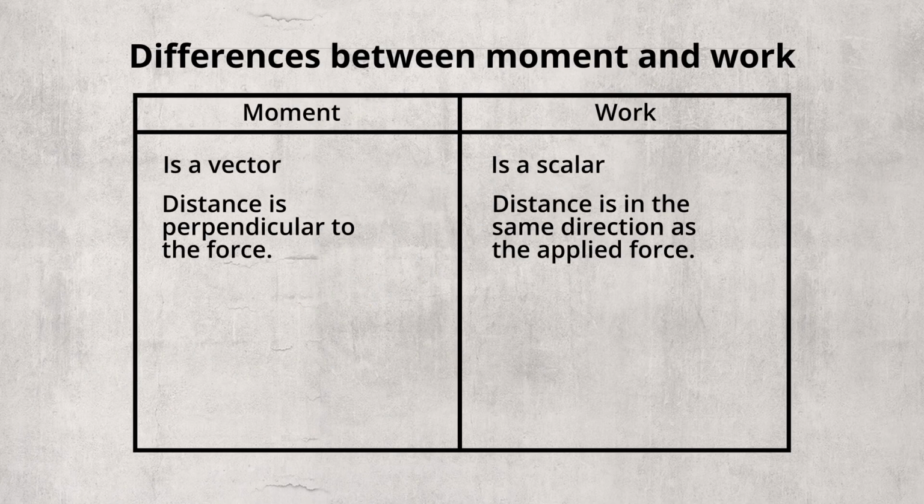The differences between moment and work are: moment is a vector while work is a scalar. The distance involved in a moment is perpendicular to the force, while the distance involved in work is in the same direction as the applied force.